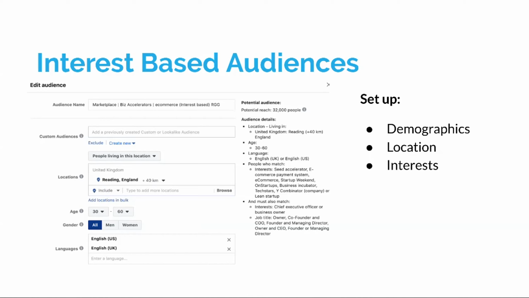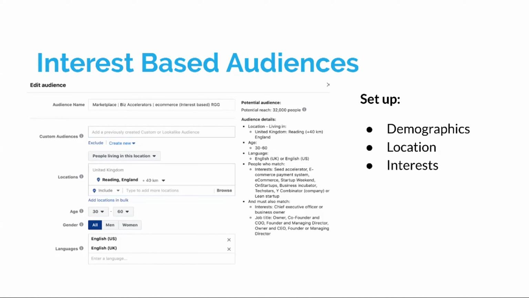You start by giving it a name. You can name it how you want, but it's just really for your own reference to go back in and see which campaign it is. I'll always include as much information as I can about the audience in the audience name, like that I've put, this is based around Reading and 40 kilometres, so I'll try and include that in the title, just so I know which audience it is if I've got multiple audiences.